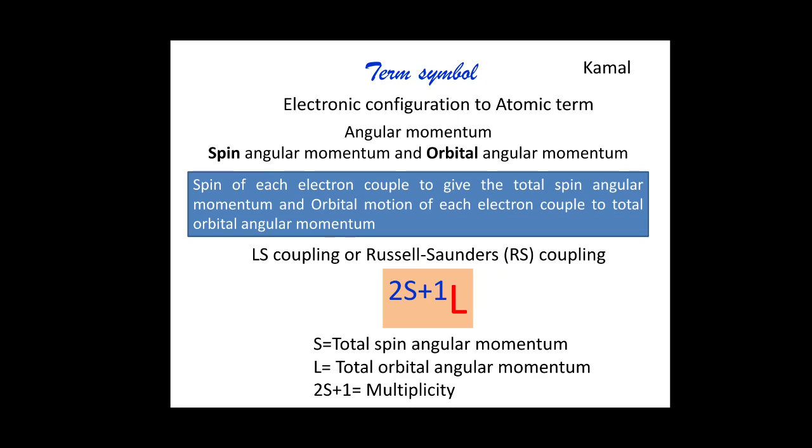Spin of each electron coupled to give total spin angular momentum and orbital motion of each electron coupled to give total angular orbital momentum. Now this kind of coupling is also known as LS coupling or RS coupling, Russell-Sanders coupling.